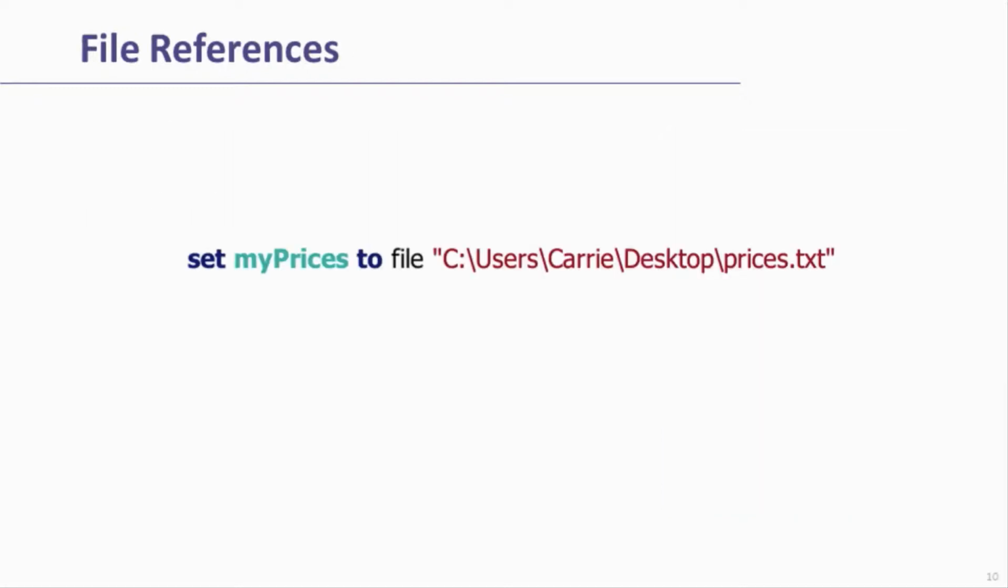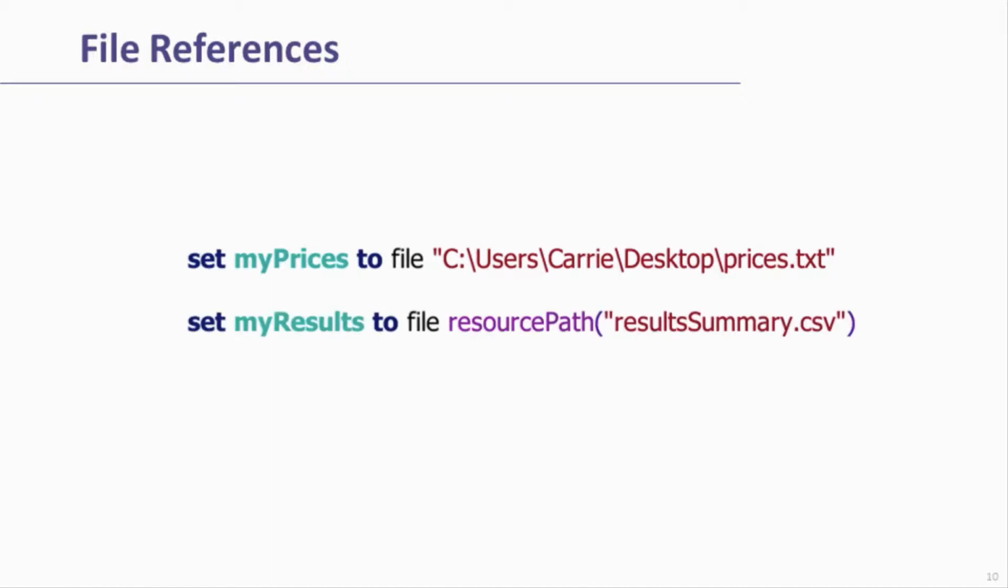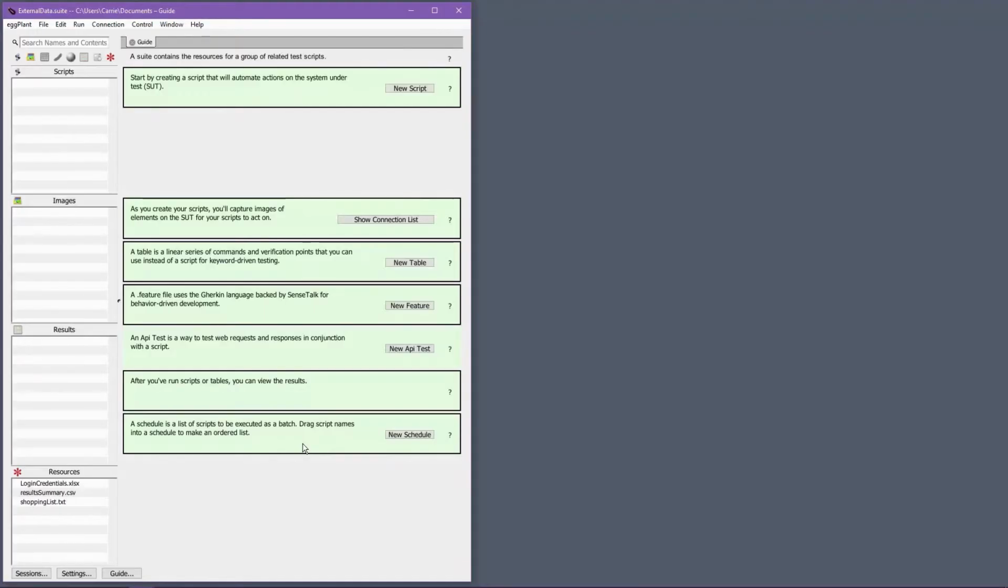Within scripts, files can be referenced by their full file paths, including file extension. If the data file is located within the suite resources, the resource path function can be used to reference the file. Note the use of the file keyword when referencing the data file. Now it's time for a demonstration of the use of external data sources with Eggplant Functional.